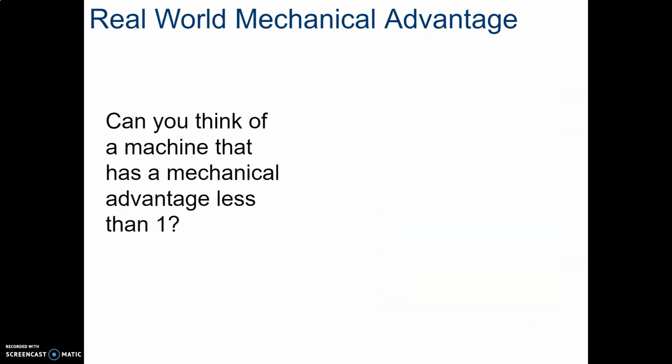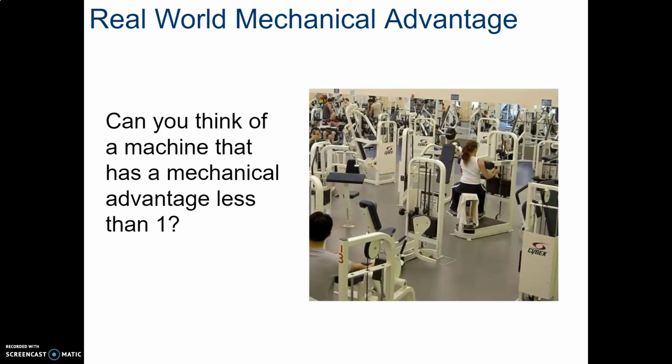What about a machine that has a mechanical advantage of less than 1? Here we look at this workout equipment. So this would be an example of where you'd want to only be able to stack up a small amount of weights, but actually have the user get the effect of pulling more weight so they can build muscle and get themselves in shape.